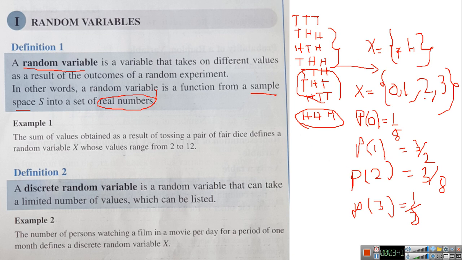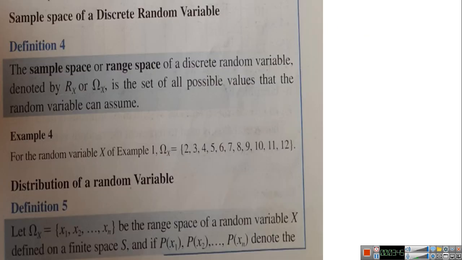Another example of a random variable. Suppose you're going to pick marbles. Suppose you have an urn with 3 white and 4 black. Let X be the random variable, for example. X is a random variable.